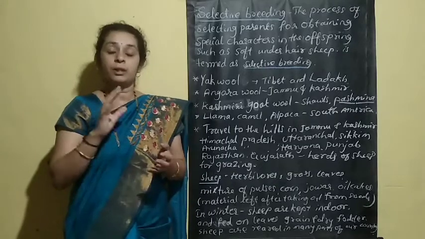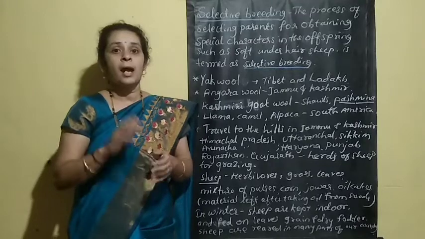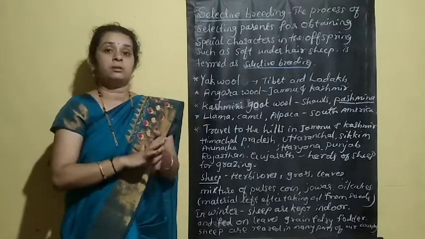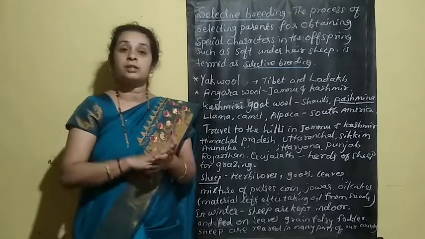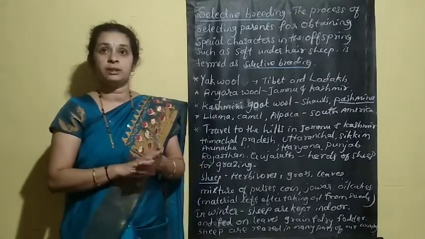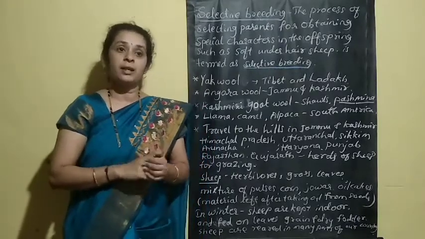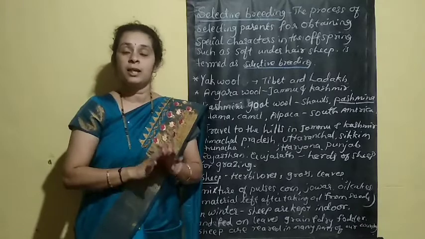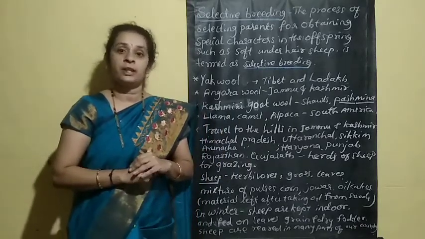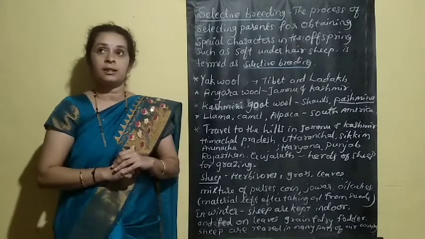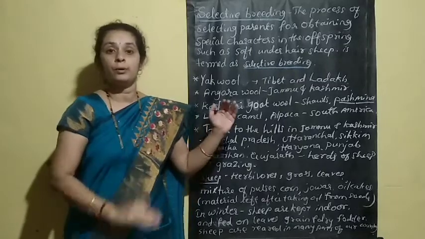Another activity is that you have to draw an outline map of India and mark the regions where the sheep are reared. In the textbook they have given a table related to that. You refer to that and mark with a color pencil, and first of all you have to draw the outline map of India. This is related to fibers, mainly animal fiber, that is, wool.